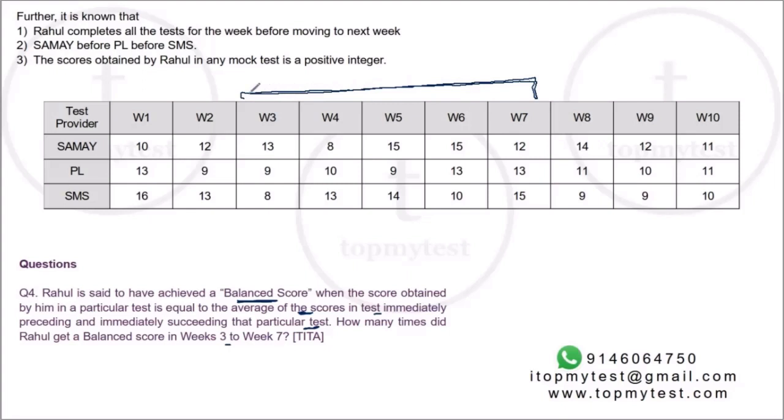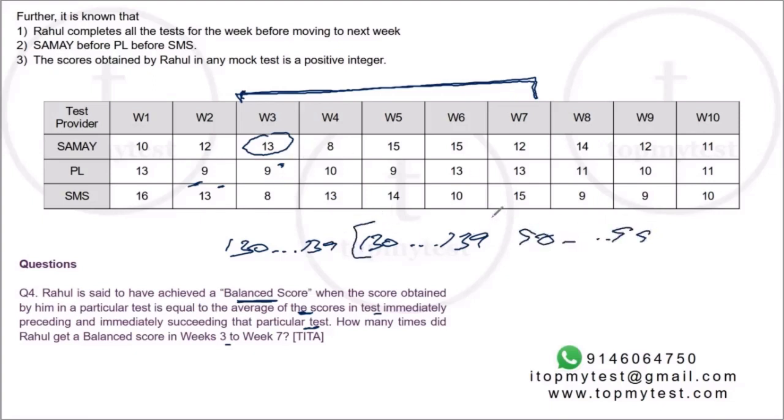Okay, so from week 3 to 7, you figure out whether he could have achieved a balanced score. So for example, this 13, can it be the average of these two tests? Can it be an average of the test before it and the test after it? You scored between 130 to 139. Can this be an average of 130 to 139 and 90 to 99? Can this be an average of this?